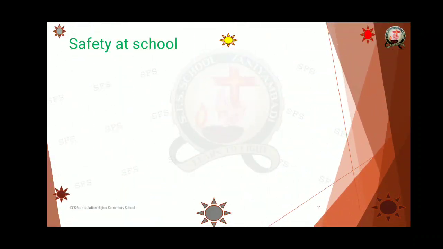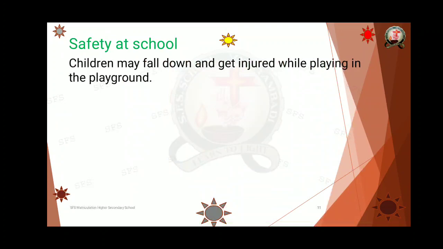Safety at school. This is very important, students. Listen carefully, because in your schooling time you have spent most of the time in school, so you have to know what you have to do and don't.